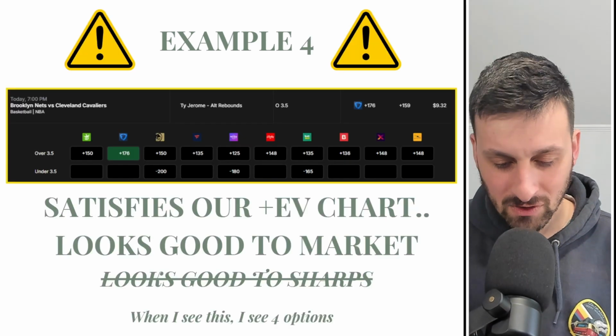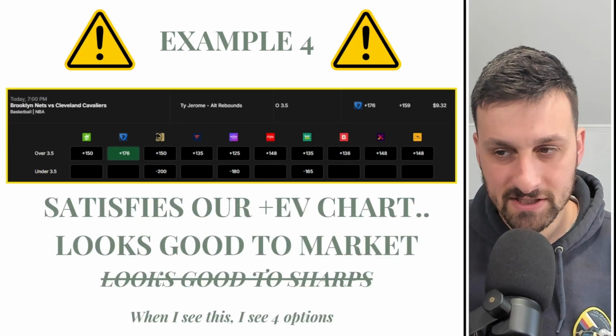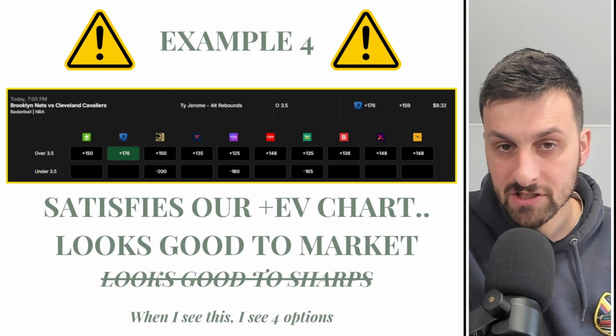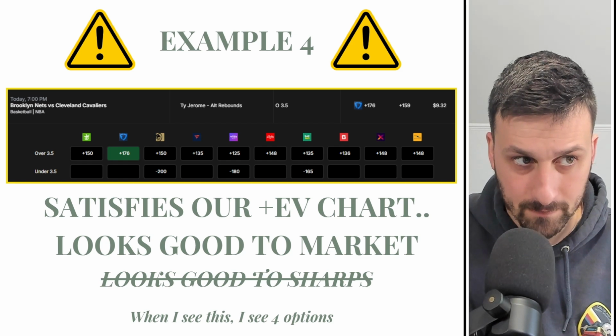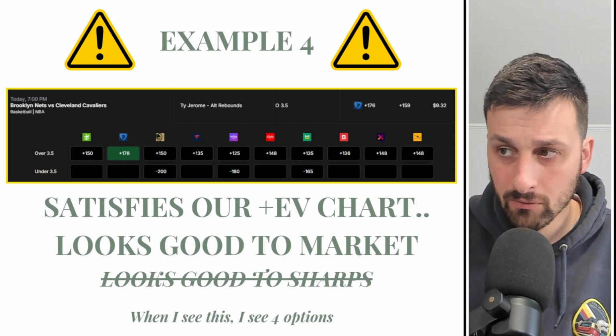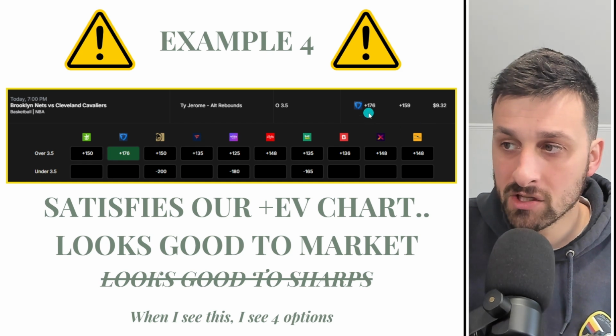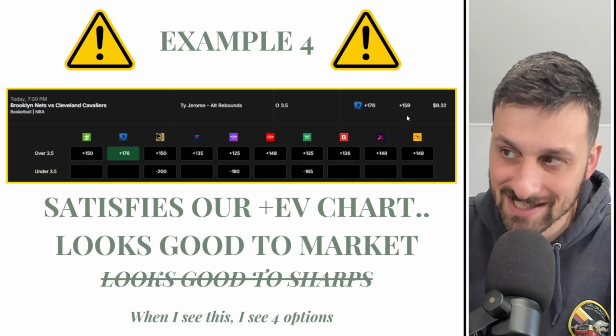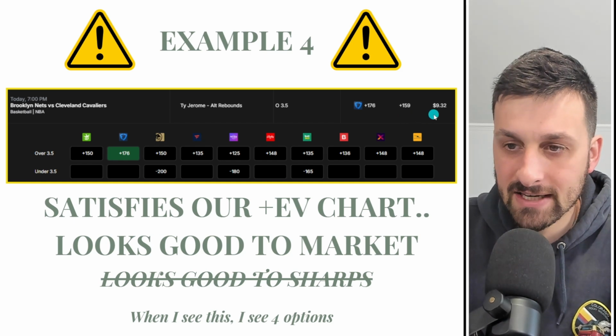The last example, example 4, is the most fun example for me because this is what's going to separate you from a novice bettor to an experienced bettor. Example 4 deals with Ty Jerome alt rebounds. Over 3.5 is sitting at plus 176 on FanDuel. Fair market value at plus 160 roughly. It's telling you to bet $9 on the bet.